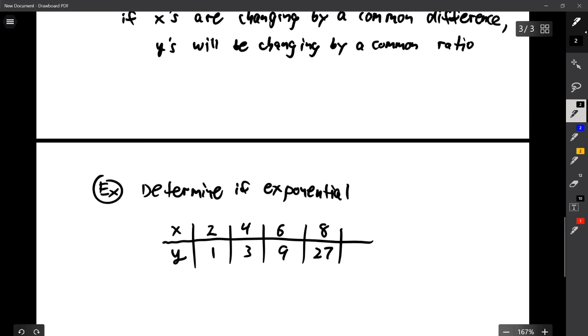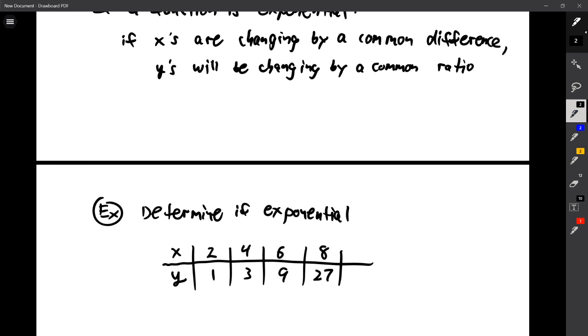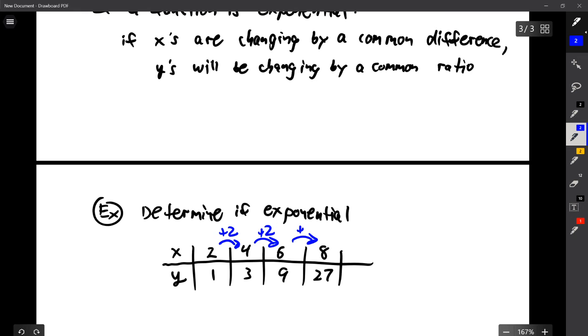All right, so what I look at here is if my x's are increasing at a common difference. What that means is if I do the third x value minus the second one, or the fourth x value minus the third, that's what we use the term difference. But basically, you could also look at it as what do you have to add to get from one x value to the next? Well, from 2 to 4, what are we doing? We're adding 2. From 4 to 6, we're adding 2. From 6 to 8, we're adding 2. So there's a common difference between each subsequent x value.